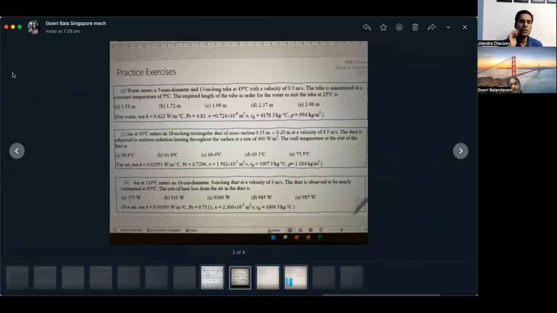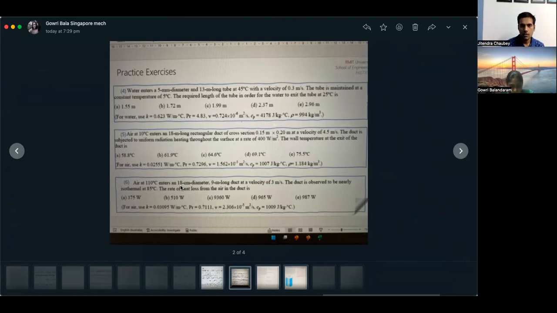So last question, sixth question. Yeah, we can stop after this. Air at 110 degrees enters an 18 centimeter diameter, 9 meter long duct. The duct is observed to be nearly isothermal. The question is almost the same as question number 4.